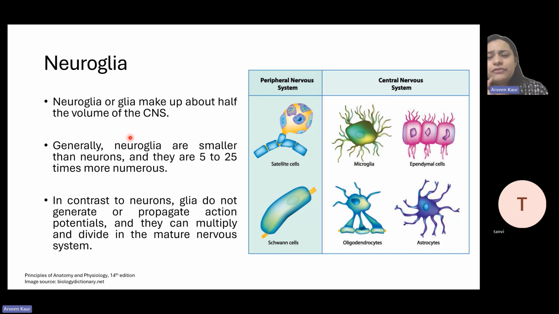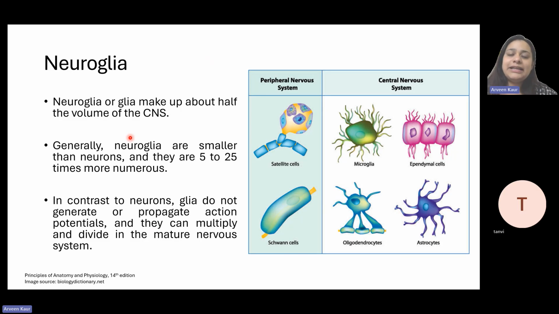Because the literal meaning of glia is glue, right? So earlier, when these cells were first discovered, the neurons were already known about, right? So it was thought that these are the cells that are holding the neurons together, acting like glue so that they hold the neurons in position. That is why they were named glia, right?